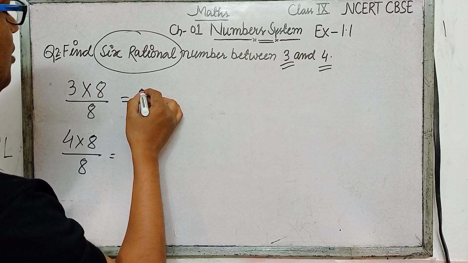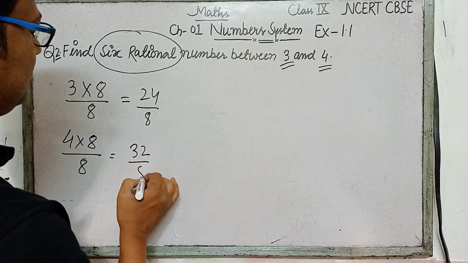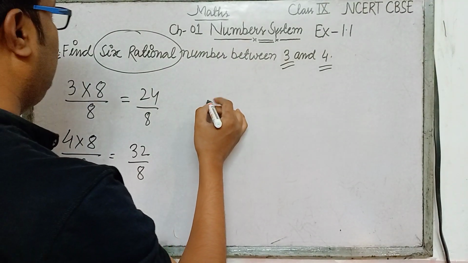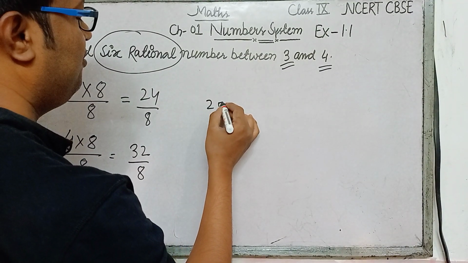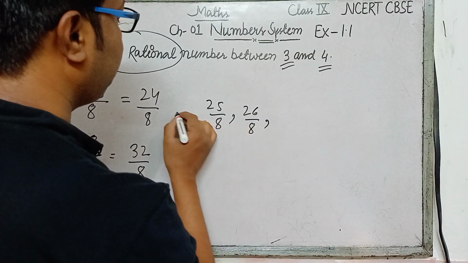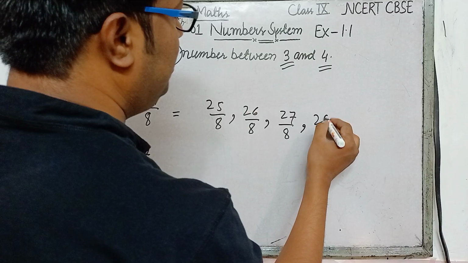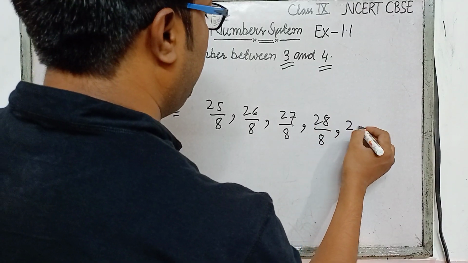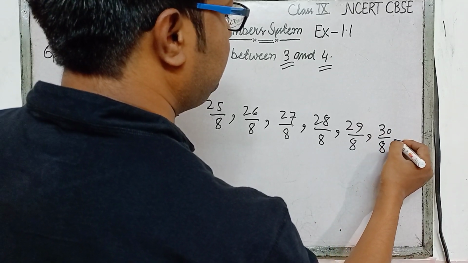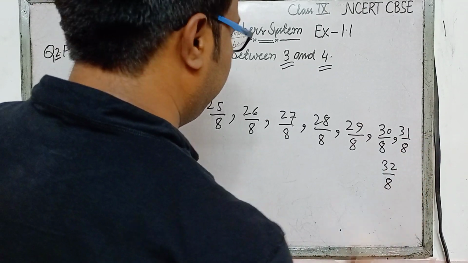After multiplying, 3 × 8 = 24 upon 8. Now we are getting 4 × 8 = 32 upon 8. Now 6 rational numbers here: 24 upon 8, 25 upon 8, 26 upon 8, 27 upon 8, 28 upon 8, 29 upon 8, 30 upon 8, 31 upon 8 and 32 upon 8.